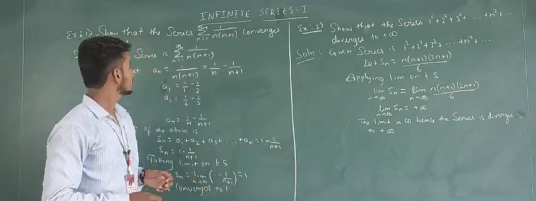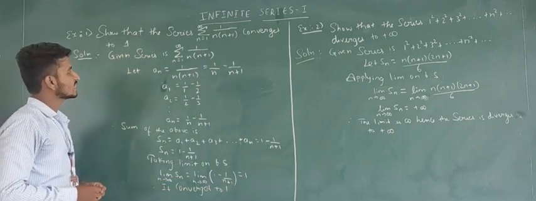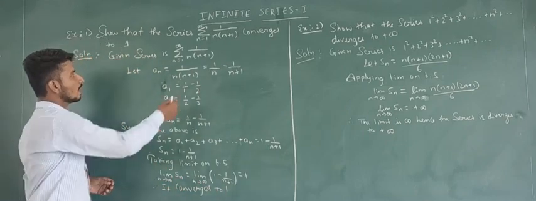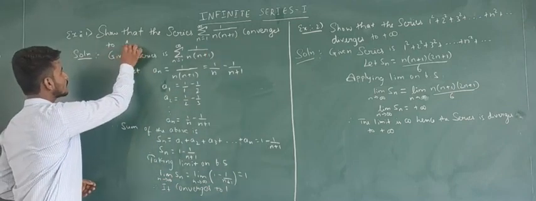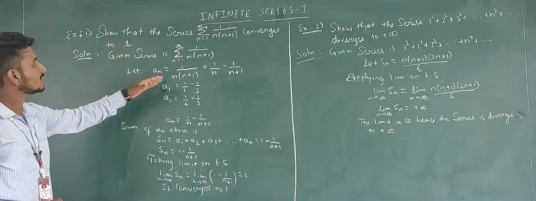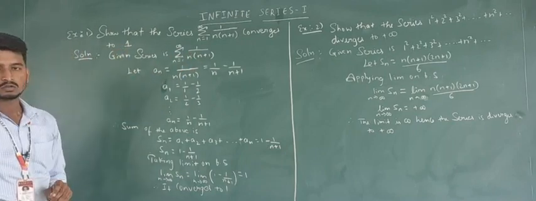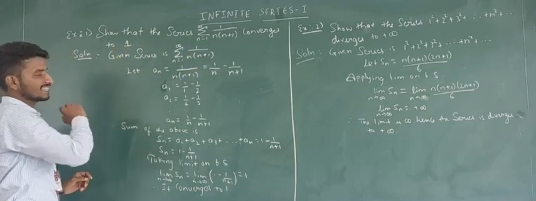Your first problem is: show that the series summation n equal to 1 to infinity 1 divided by n into n plus 1 converges to 1. So we have to show this series converges to 1. How do we show that the series converges to 1?